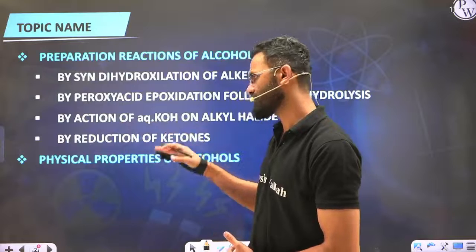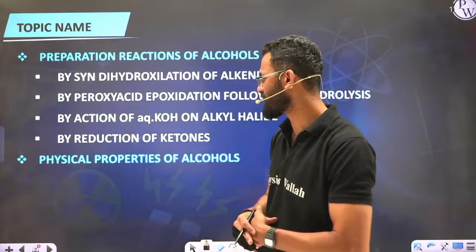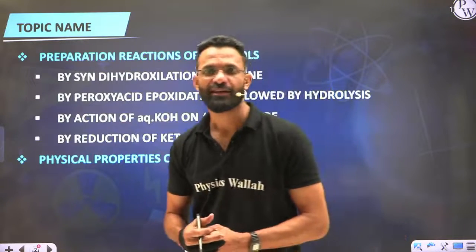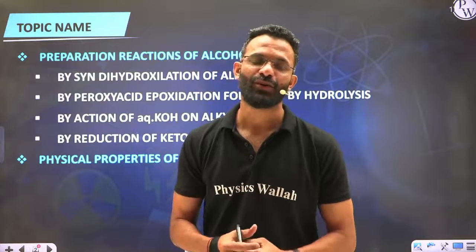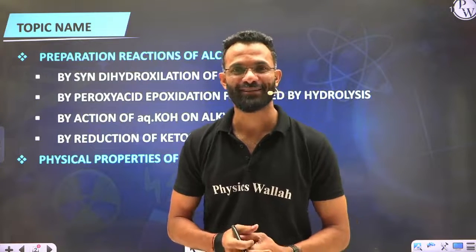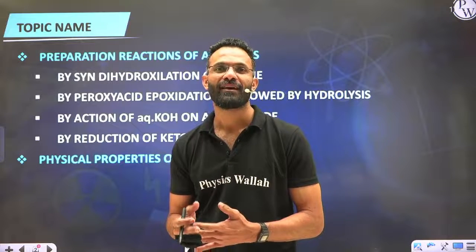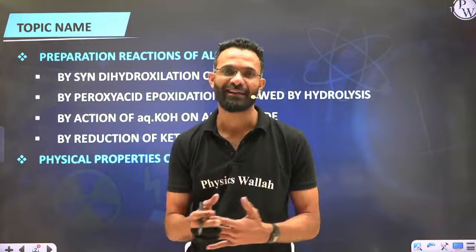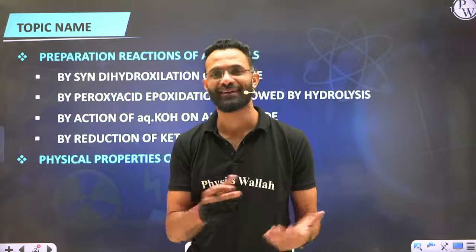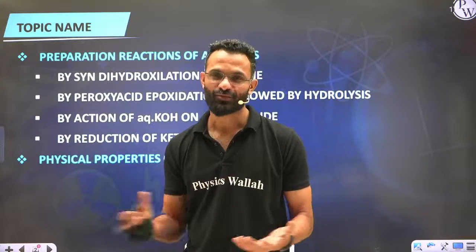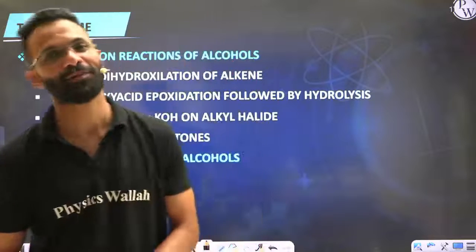of ketones. So you will see there will be two reactions by which we can reduce ketone to get an alcohol, either by catalytic hydrogenation or second by using metal hydride. So two new reagents will be getting introduced, that is lithium aluminium hydride LAH and sodium borohydride SBH. Guys, once this is done, we'll be done with methods of preparation of alcohol.